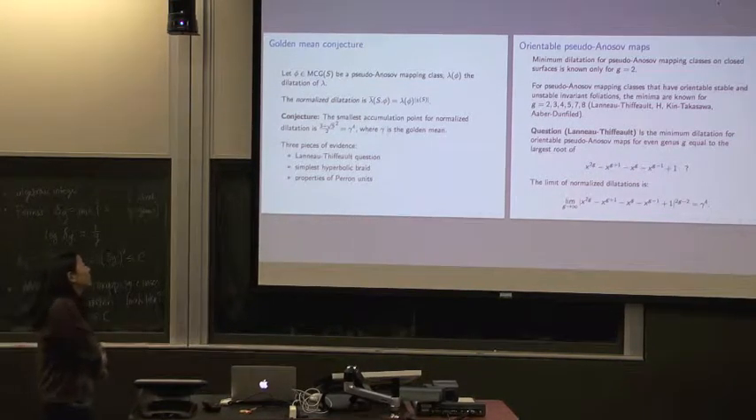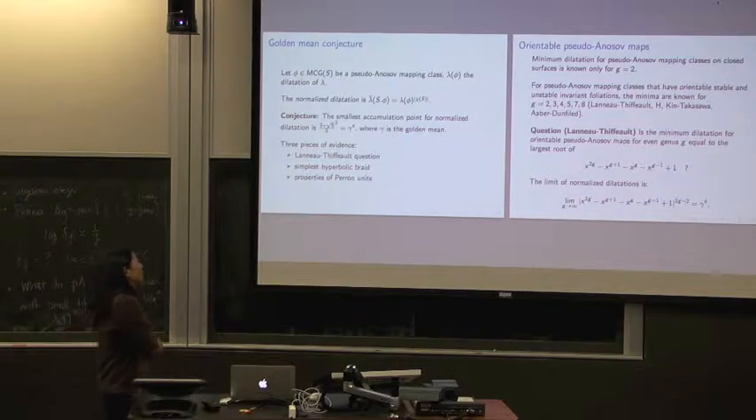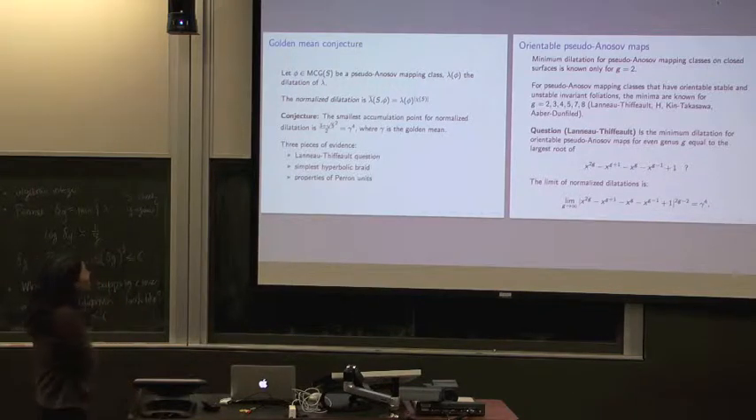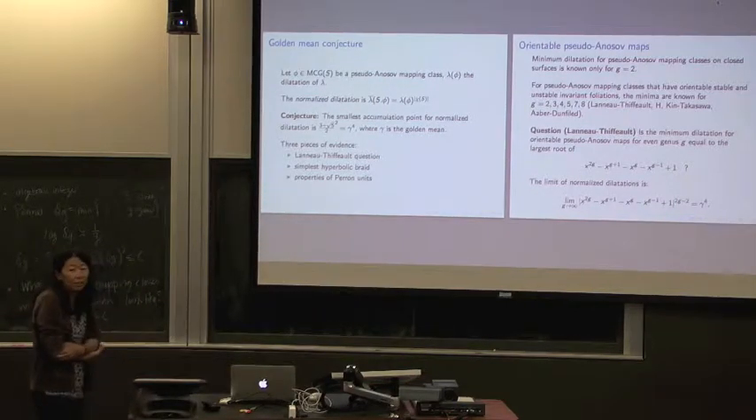Is the smallest accumulation point for normalized dilatation ((3 plus square root of 5) over 2) squared, not square root of 5 squared? Is it equal to gamma to the 4th, where gamma is the golden mean? And so there are 3 pieces of evidence for this. So I'll start with that.